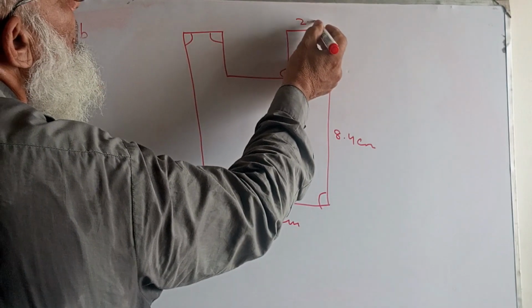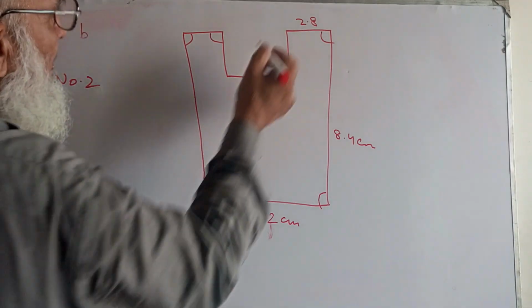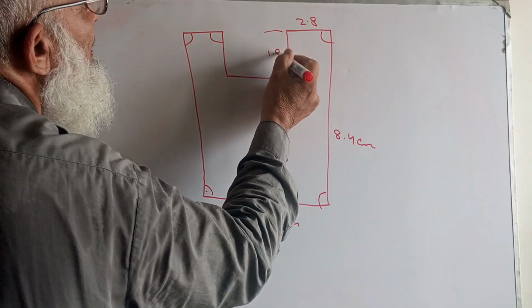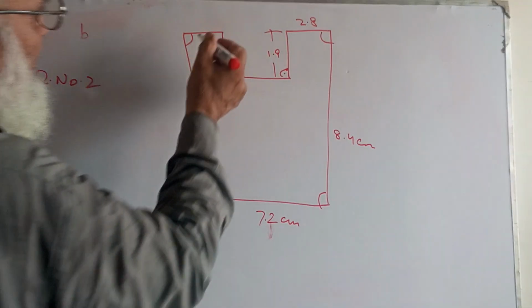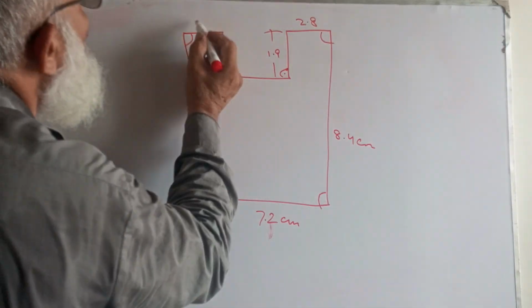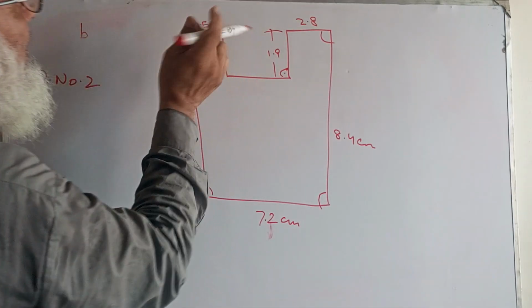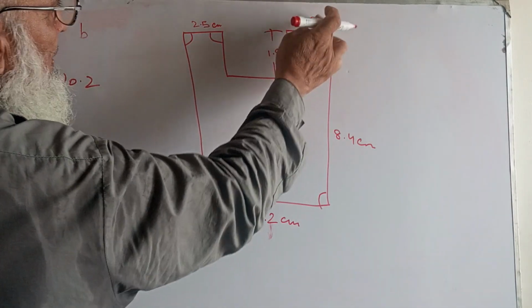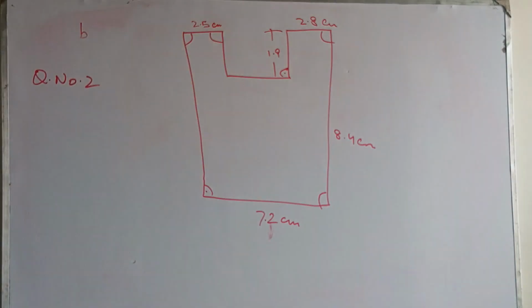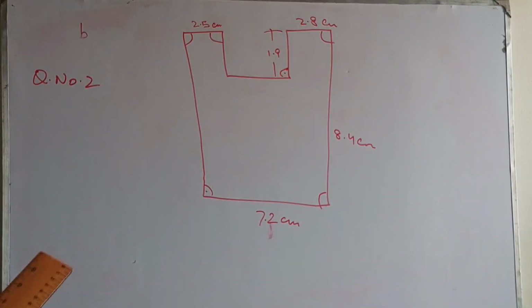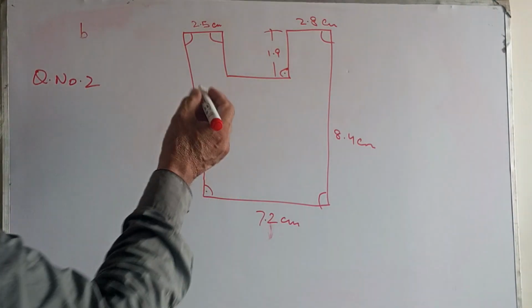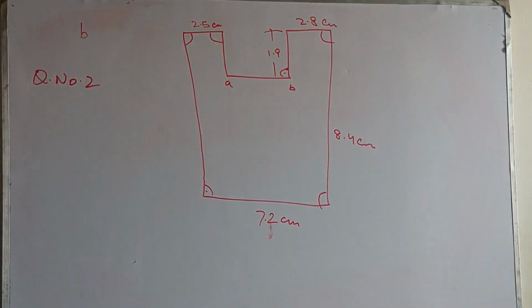2.8, 1.9. Now this is 1.9 from here to here, and this is again 2.8, 2.5. This is 2.5. Now you see that this is 2.8 centimeter, this is 2.5, this is broader than this. The depth is 1.9 centimeter, and you see that this measure is not given from here to here. Now if I want to find this A and B, what will I do?